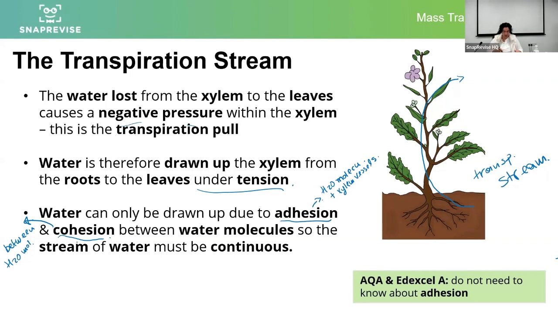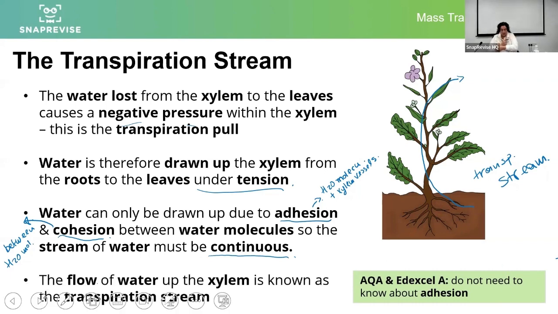The adhesion and cohesion forces mean that the stream of water is in one continuous or unbroken column, as we say. If you're in Edexcel A, you don't need to know about adhesion, but you do need to know about cohesion. So as we say, the entire flow through the xylem is what is known as the transpiration stream.